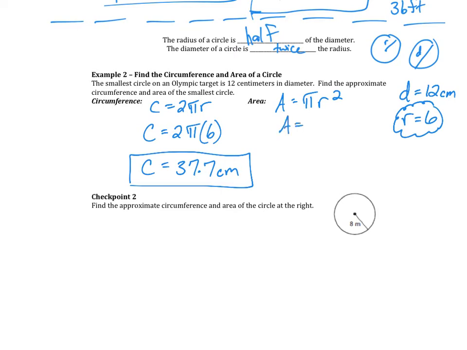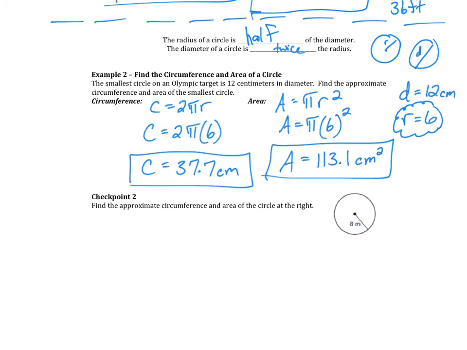And the area is pi times 6 squared. Pi times 6 squared is 113.1. And we label this as centimeters squared because area is always squared.